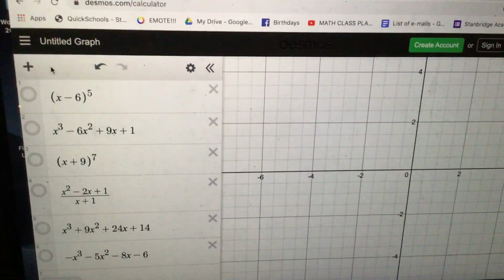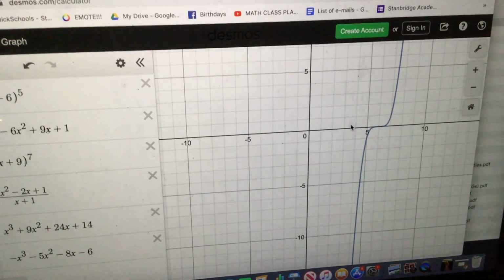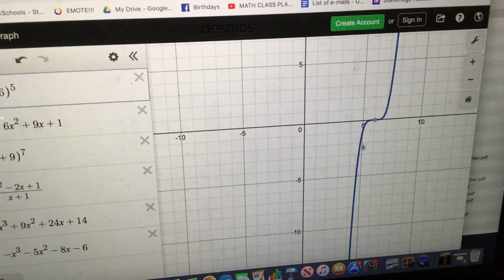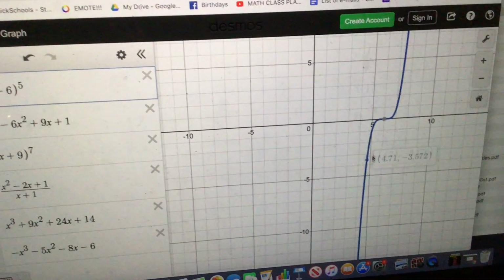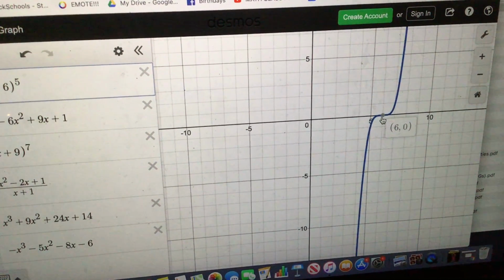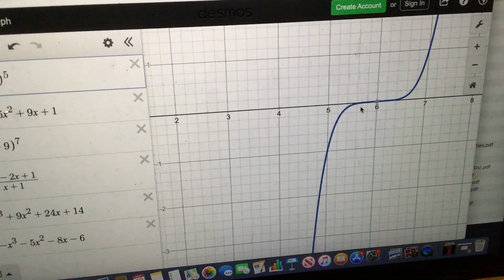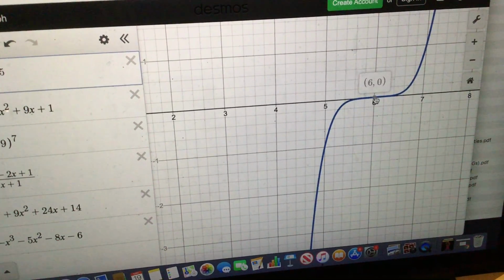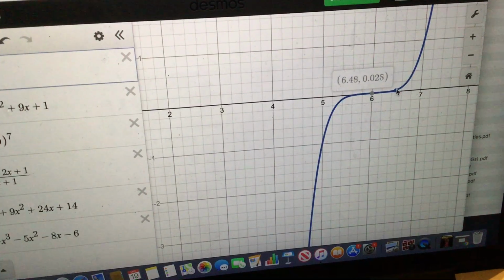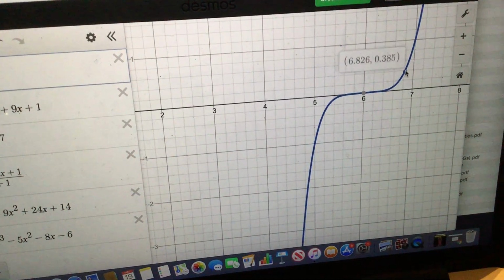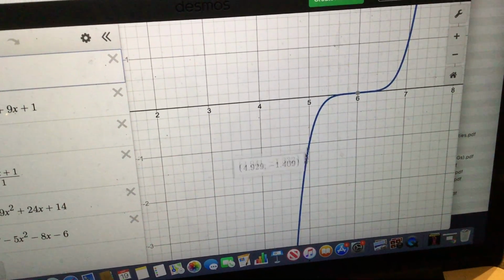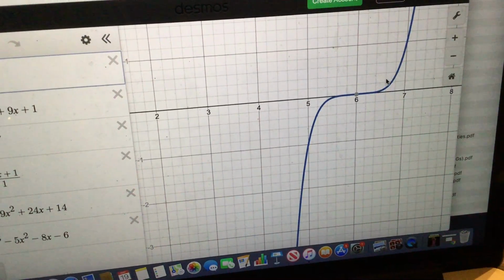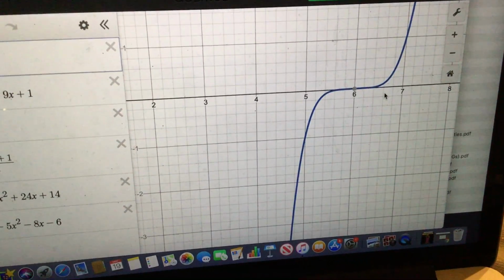In my opinion, it's neither, because if I were to zoom out on this graph, look at that. So it starts to rise, flattens out for a long period of time, it looks like, even though it's a tiny little decimal, it's very, very small, and then it rises again. Rise, flatten out, rise again. That's not a local maximum nor a local minimum.